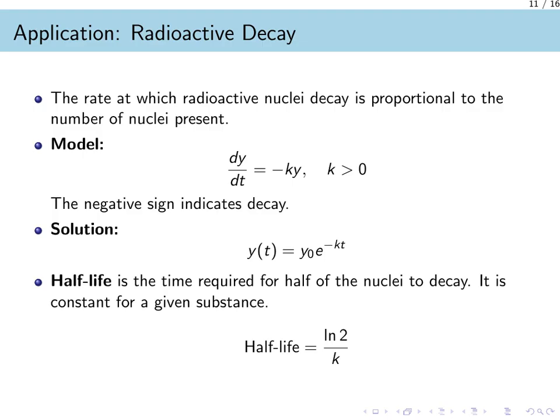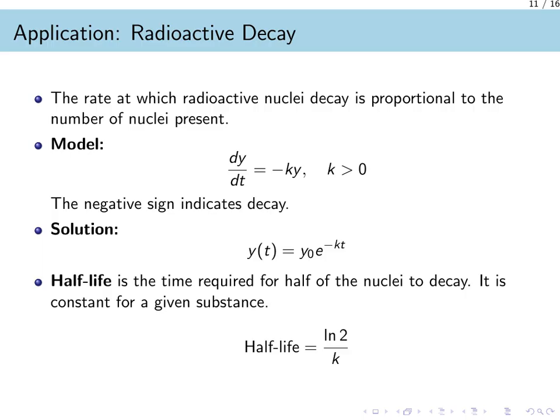Let us apply our exponential model to radioactive decay, a process that is fundamental to fields like geology and physics. The guiding principle is that the rate of decay is directly proportional to the number of radioactive nuclei present. This gives us the familiar differential equation, but with a key difference: dy/dt equals negative k times y, where the negative sign shows the quantity is decreasing over time. The solution is y of t equals y naught times e to the power of negative kt.